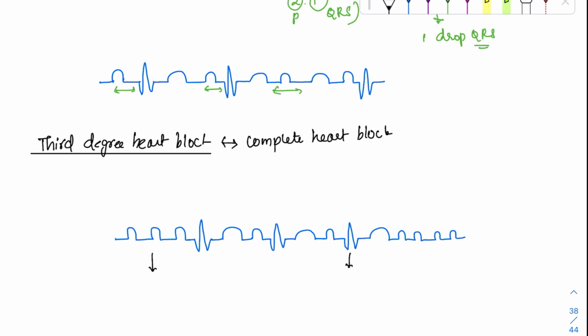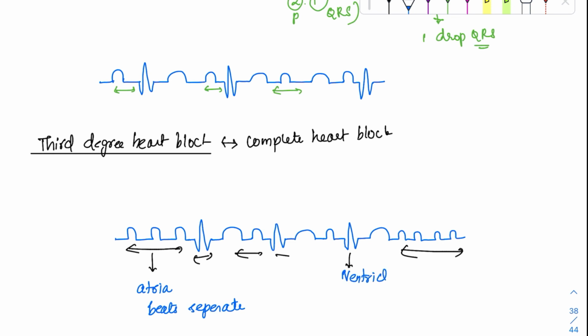So what will happen? You will just find multiple P waves, then suddenly a QRS complex. Multiple P waves can come, then suddenly a QRS complex. This pattern can keep on repeating. It is not certain how many P waves will be followed by a QRS complex. It will be random, because the atria are beating separately and the ventricle is beating separately. The atria beat separately and the ventricle beats at its own rate.